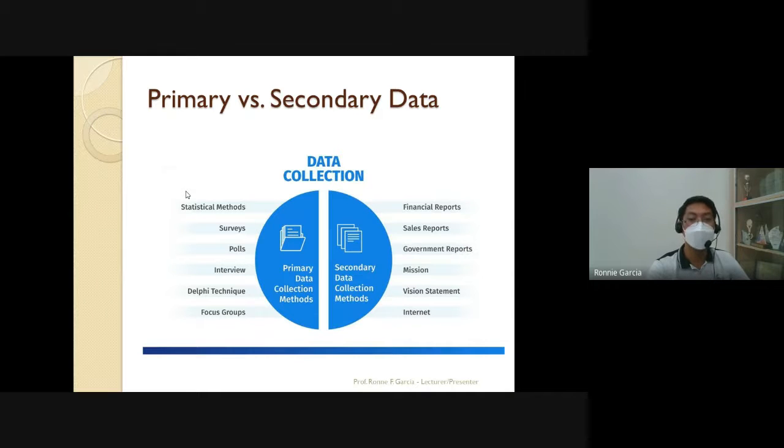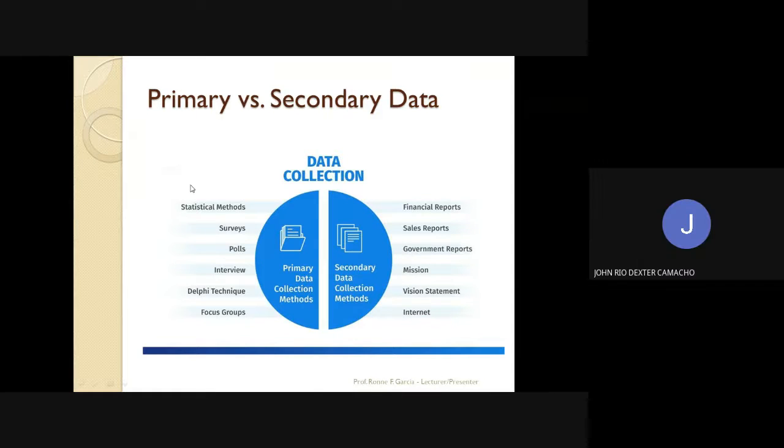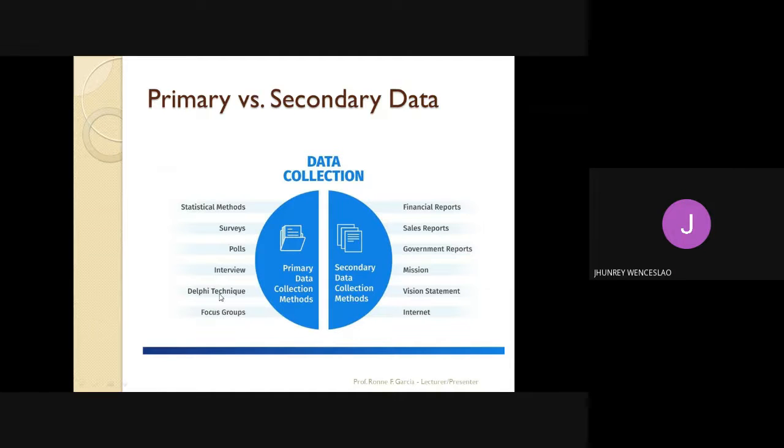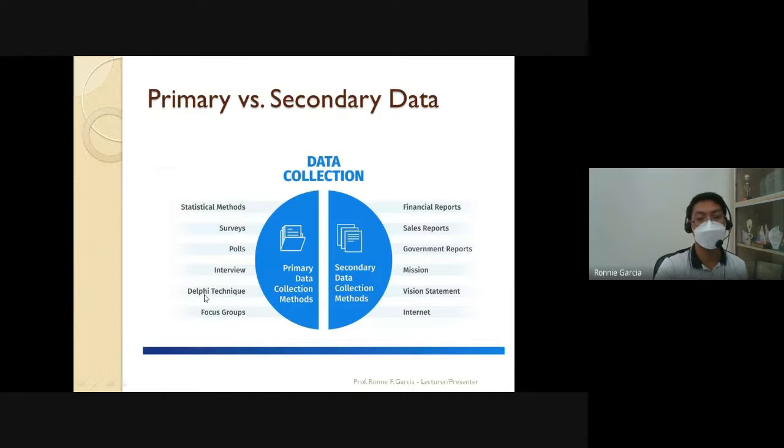And sa inyong experience, unsa man inyong data kay kuha sa research, primary or secondary? Primary, sir. Sir, unsay Delphi technique, sir? Primary. Very good. Kaning Delphi technique, this is actually part of statistics nga calculation of the answers given by your respondents. So Delphi technique ang tawag ana. So this is not very much common. Kay highly statistical ni siya nga process. Usually ginagamit ni siya sa mga scientific research.